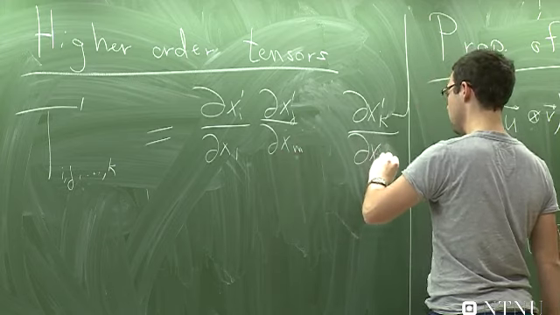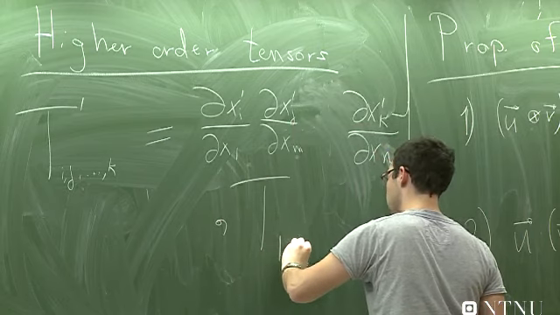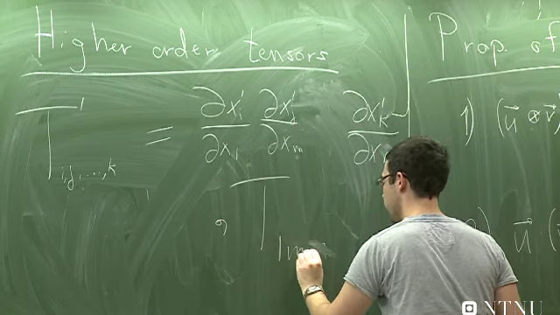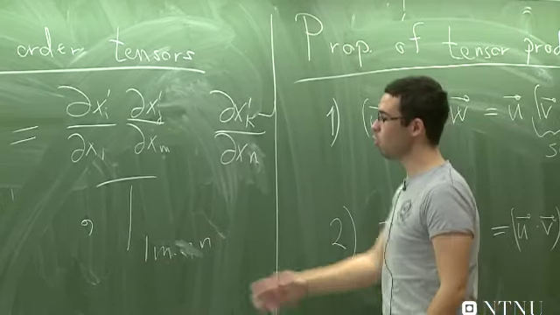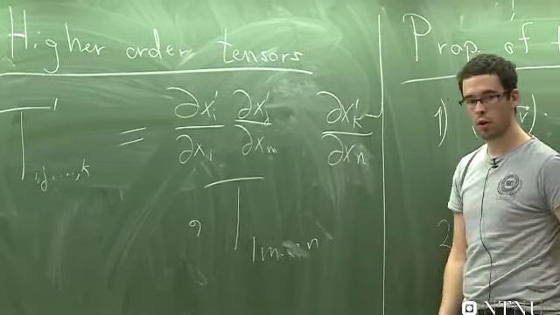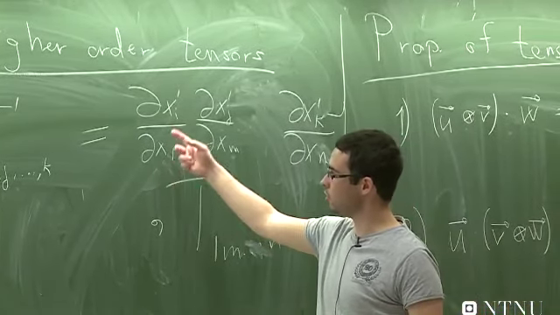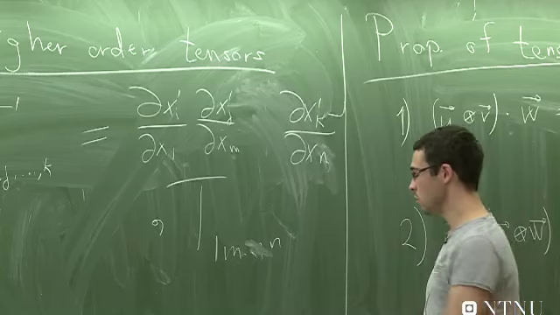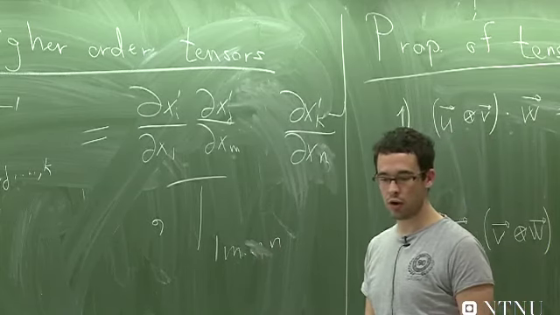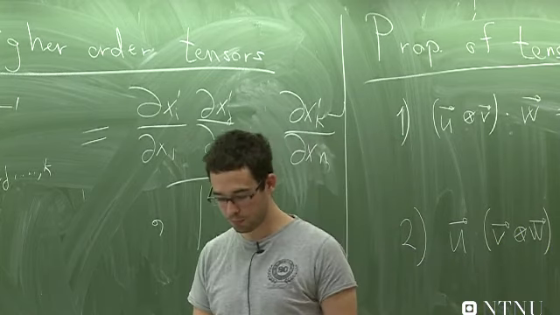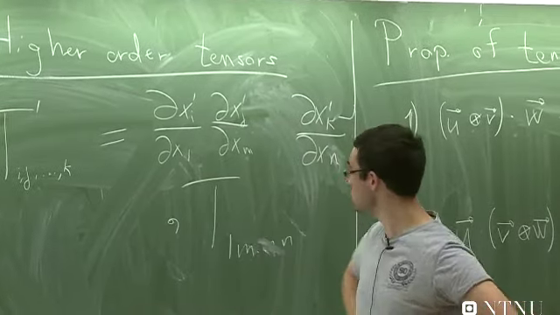L, M, N. Finally, times T, L, M, N. Okay, so it generalizes by just putting more of these partial derivatives in between up to the order you need. And they transform by the partial derivatives of the position coordinates. So it's just a straightforward generalization of the order 1 and order 2 tensors.